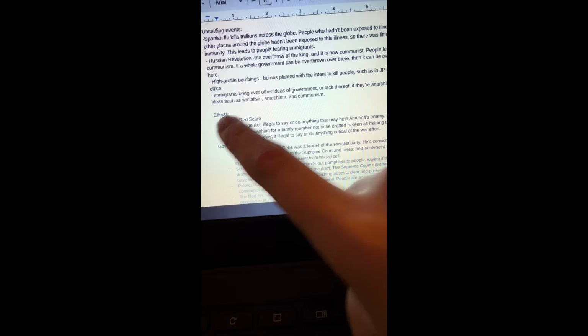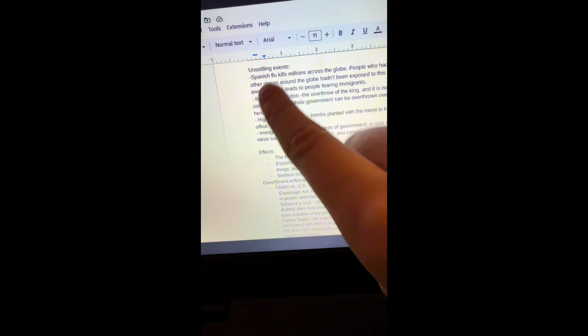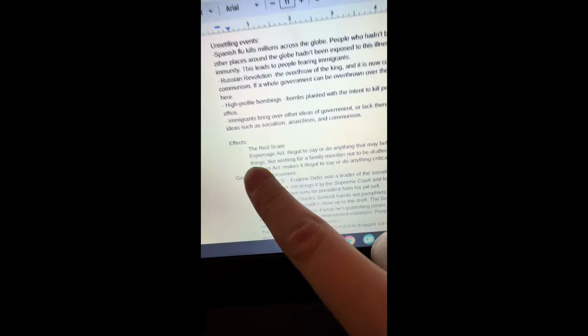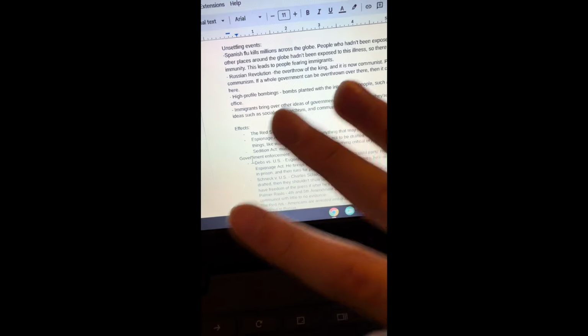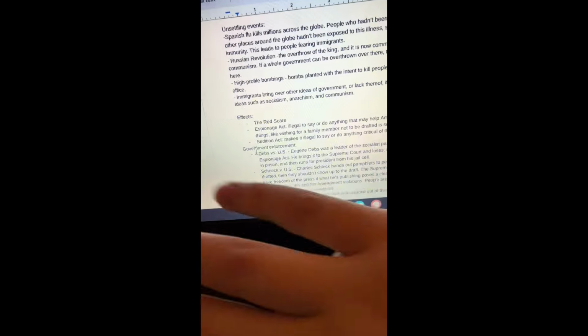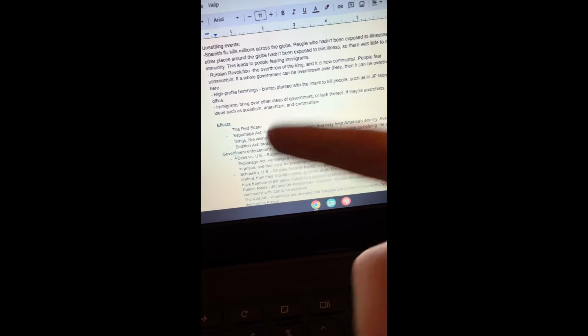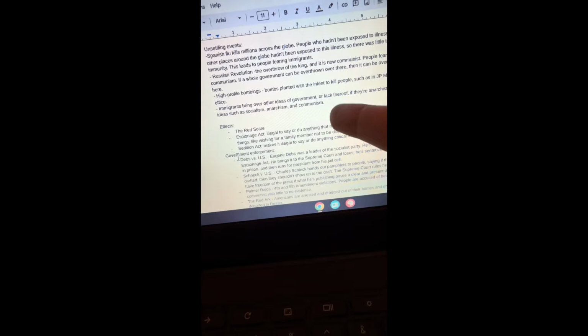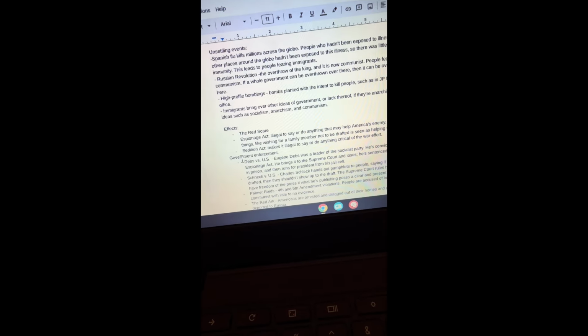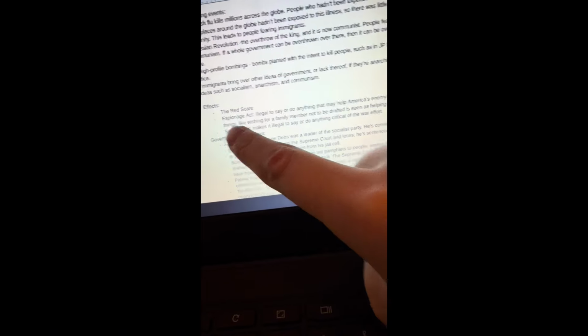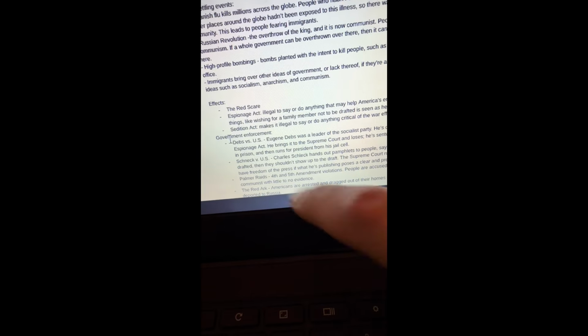Next, effects. The effects of these unsettling events are the Red Scare. So the Red Scare is when people were fearing communists, okay? And they were looking for anyone to be a communist. You could basically just point at someone and say, they're a communist, and the government would take them away and put them in jail, possibly deport them. Okay, does that remind you of anything that's going on today, maybe?